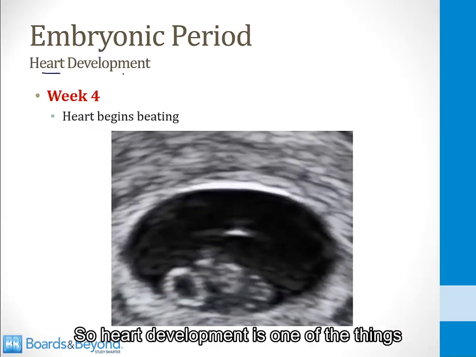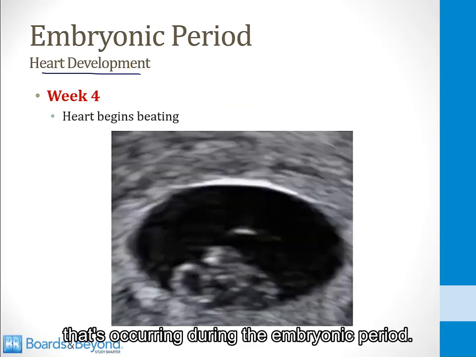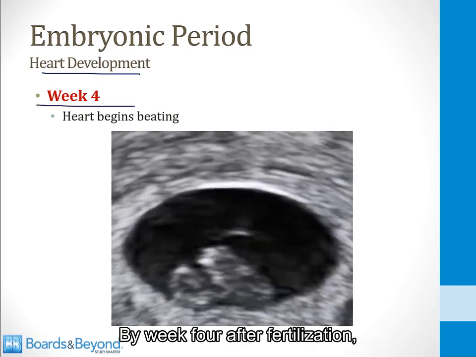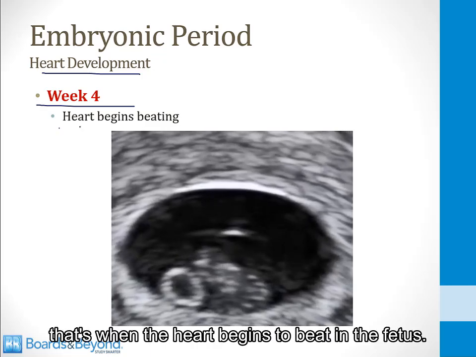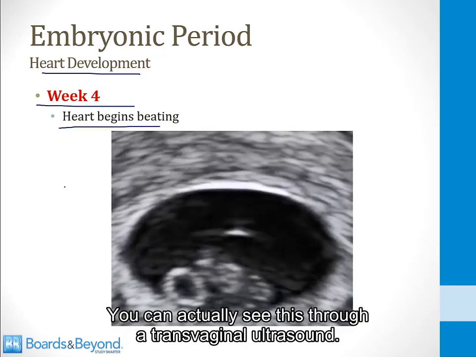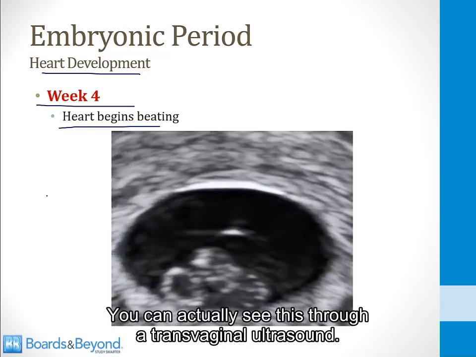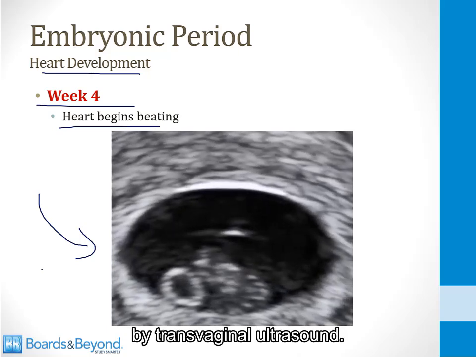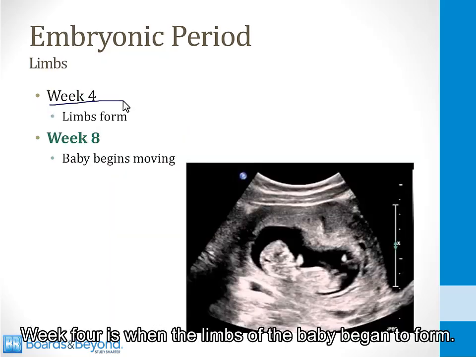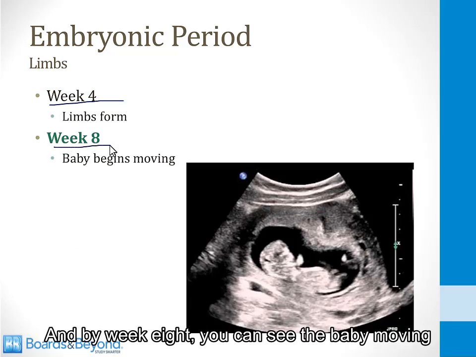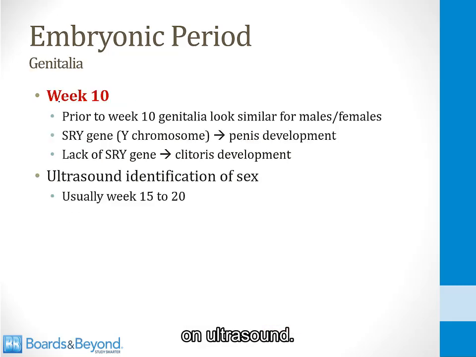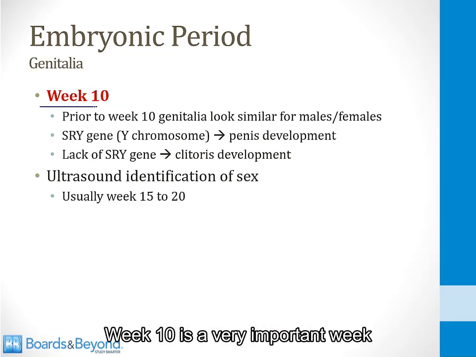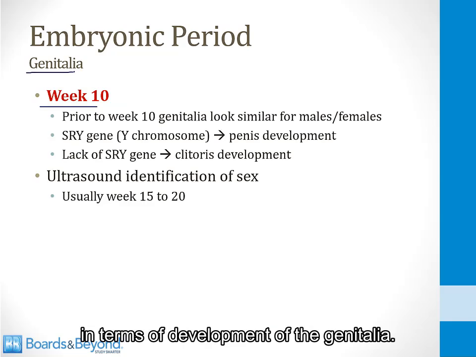So heart development is one of the things that's occurring during the embryonic period. By week 4 after fertilization, that's when the heart begins to beat in the fetus. You can actually see this through a transvaginal ultrasound, and that's what's shown on the slide here, the beating heart of a fetus by transvaginal ultrasound. Week 4 is when the limbs of the baby begin to form, and by week 8 you can see the baby moving on ultrasound.